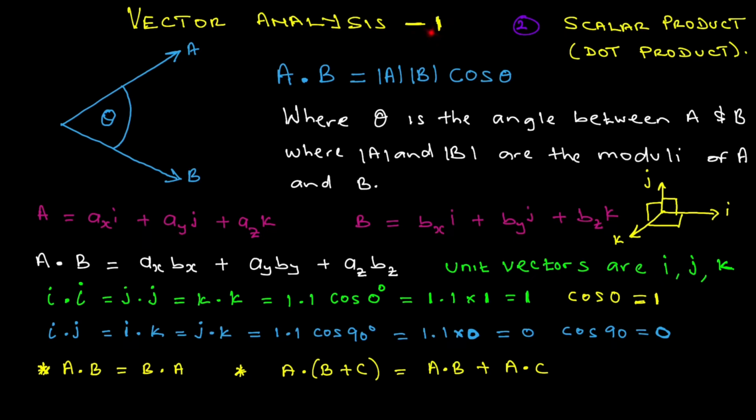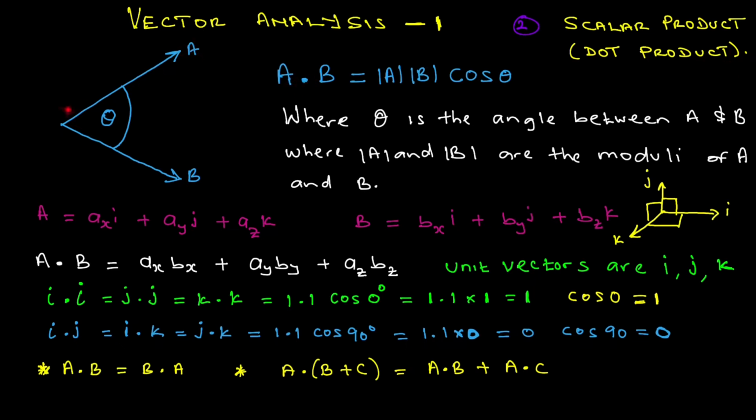Vector Analysis 1, Part 2, Scalar Product. Dot product is a scalar product. Scalar means size. So that means the final answer we're going to get is not a vector, we're going to get a number whenever we use scalar product. So we just get a number, and this process is dot product. Dot here, there's the dot.